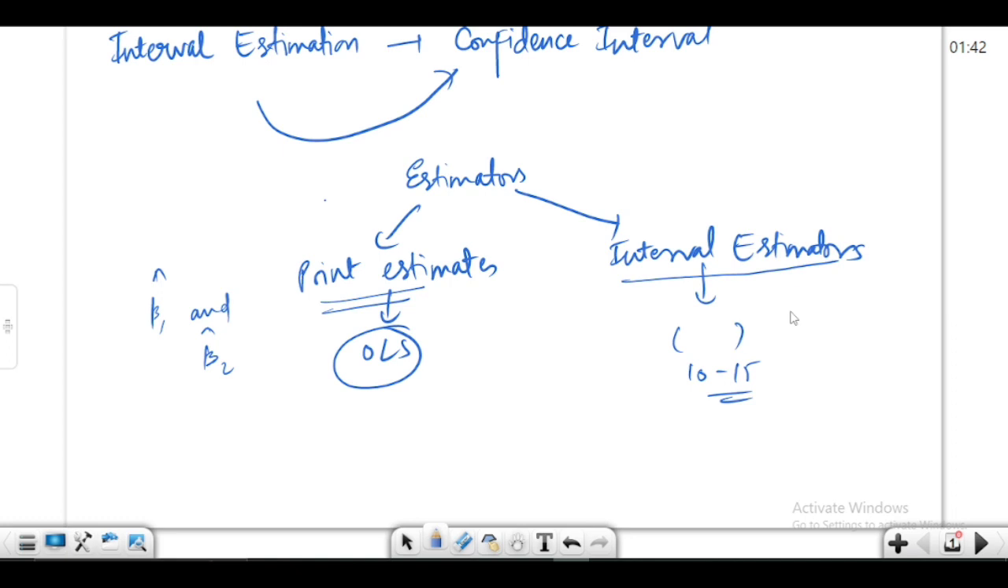So the estimators, they will not have a single value or they will not be like your OLS estimate. Instead, they'll be having a range of values, okay. We'll say that my estimator or my estimated value lies within a range, okay, and through that I'll be making inference about my population parameter. So this is the point of discussion today.